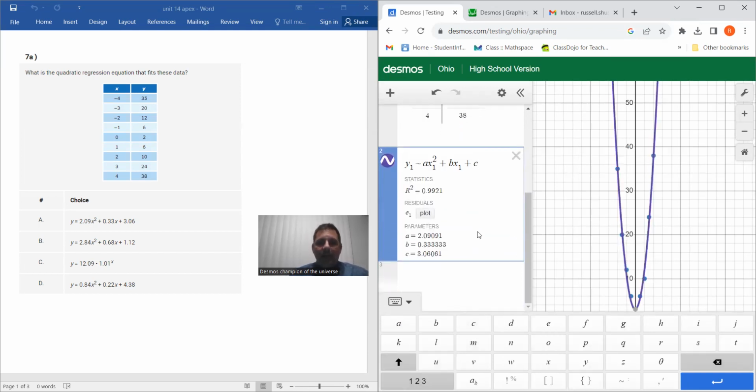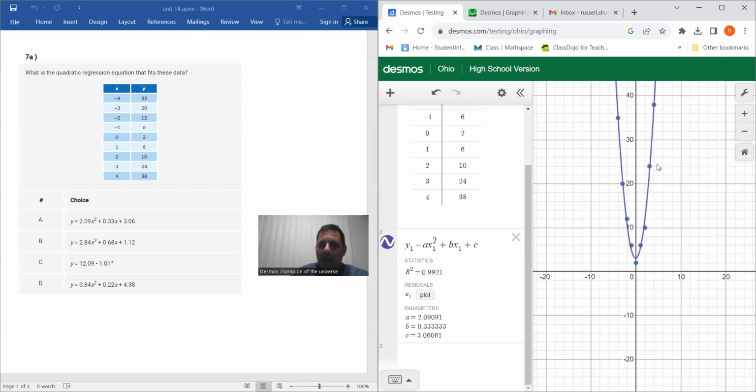And now it gives me the equation. The number that goes in front of the x squared is a, 2.09. The number that goes in front of the x is b, 0.33. And then the c, the number that's added off the back, is 0.306. There's our choice. And it also gives you a graph of it to show you how close that parabola went to all the data points. So just remember, use that squiggle mark.